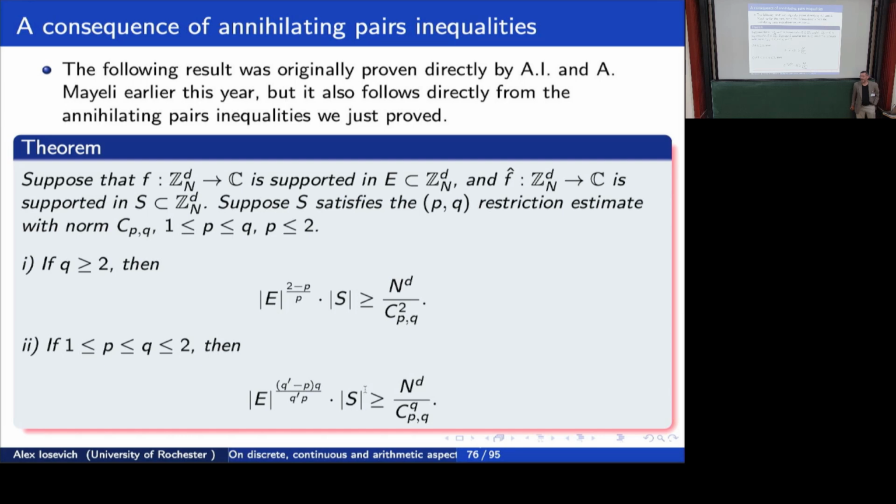Now, remember, in the second lecture, I proved that if a restriction estimate is satisfied, and if E to the 1 over p times the size of S is bigger than or equal to n to the d over the norm of the operator, well, it's bigger than or equal to the norm of the operator. Okay? But this estimate is stronger because 2 minus p over p is less than 1 over p.